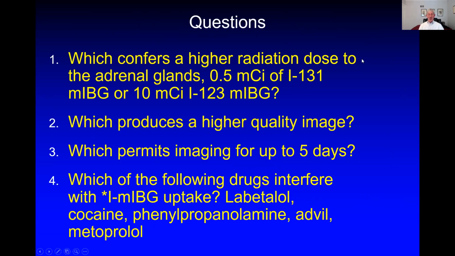Okay, just a couple more questions and then we truly will be done. Which confers a higher radiation dose to the adrenals: 0.5 millicurie of I-131 or 10 millicuries of I-123? The radiation dose for I-131 for equal activities is a ratio of 70 to 1. So this 0.5 millicurie is a much higher adrenal dose than even 10 millicuries, which is 20 times as much, of I-123. Higher image quality, definitely I-123. Which permits imaging out to 5 days, definitely I-131.